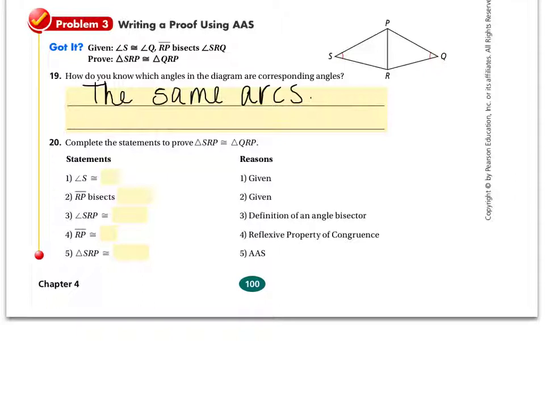Now, we need to complete these statements to prove on number 20 that the triangle SRP is congruent to triangle QRP. So we always start with our given statements first, and we have two of them. The first given statement says that angle S is congruent to angle Q. And segment RP bisects angle SRQ.